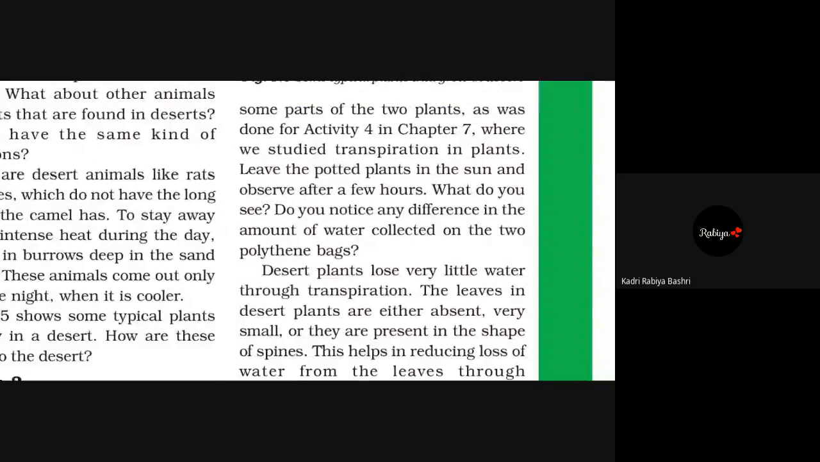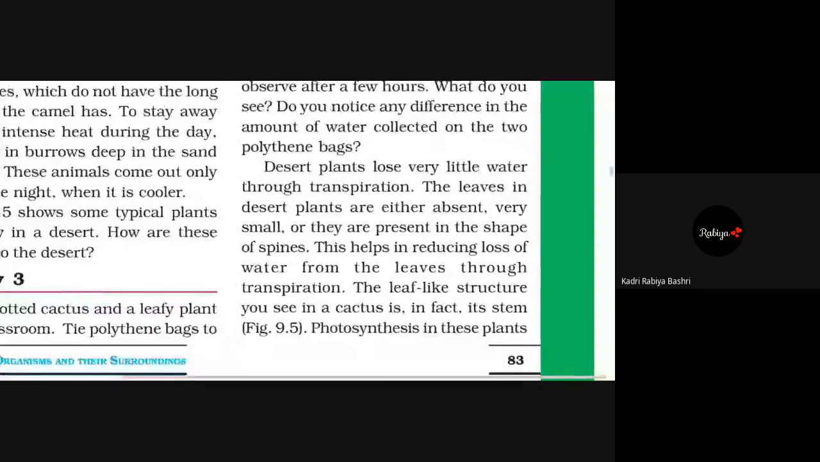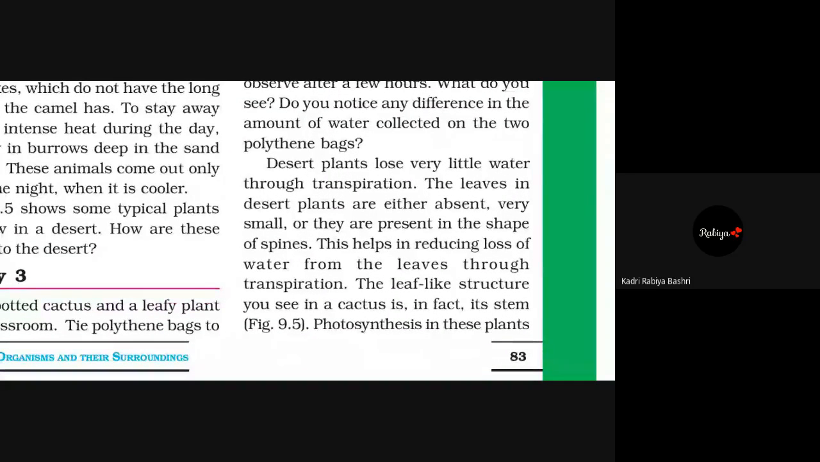Desert plants. Read. Yes, read, beta. Desert plants lose very little water through transpiration. Leaves in desert plants are either absent, very small, or they are present in the shape of spines. This helps in reducing loss of water from the leaves through transpiration. The leaf-like structure you see in a cactus is in fact its stem.